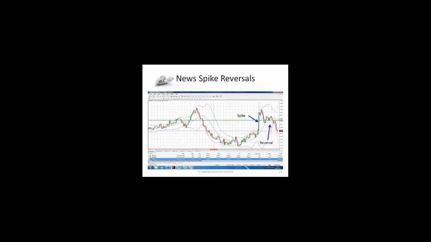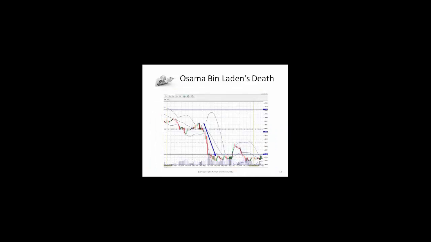Of course, not all news items are scheduled, whether they're economic or other than economic, political. An example was when Osama bin Laden was killed a year or two ago now. Stocks in the American markets rose sharply on the news, and as a result, currencies were affected and came sharply down in the case of the GBP-USD pairing. You can see the effect here.